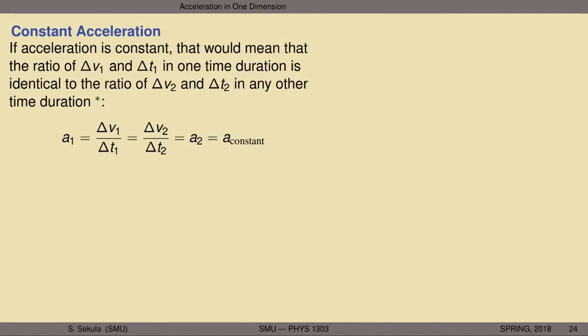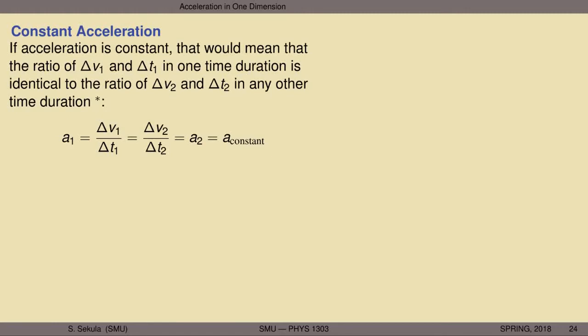Now, let's consider a special case of acceleration, and that is when acceleration is constant. In that case, it would mean that the ratio of delta v 1 and delta t 1 in one time duration is identical to the ratio of delta v 2 and delta t 2 in any other time duration.